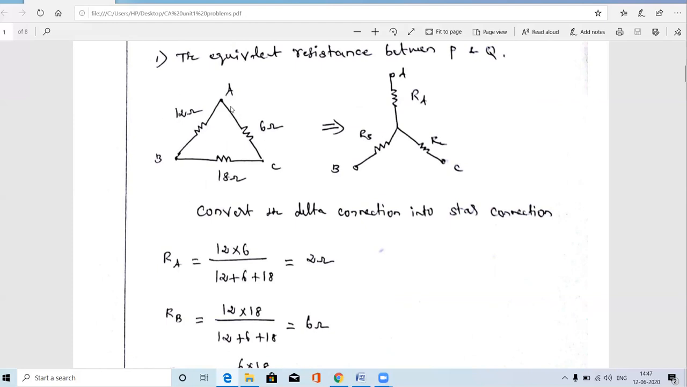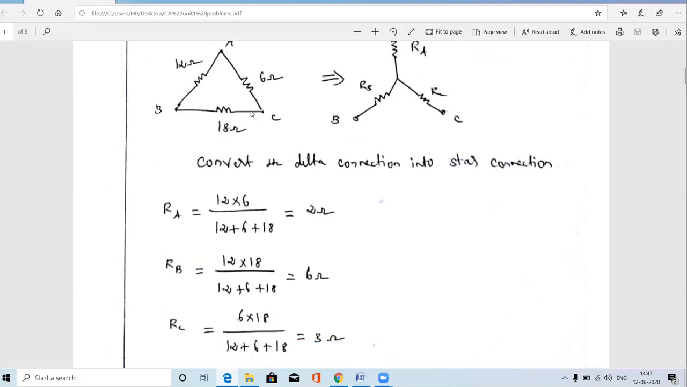We have to multiply these two resistances to calculate RA. For the RA value, in the node A, whichever two resistances are connecting, you just multiply those two. So 12 into 6 divided by the addition of the three delta values, 12 plus 6 plus 18. We will get the answer as 2 ohm. Similarly, RB is calculated as: in the B node, what are the two resistances connected? 12 ohm and 18 ohm. You multiply these two values divided by the addition of the three values, and we will get 6 ohm.